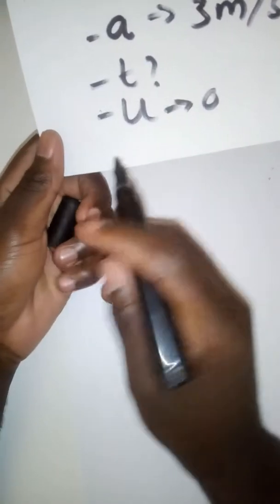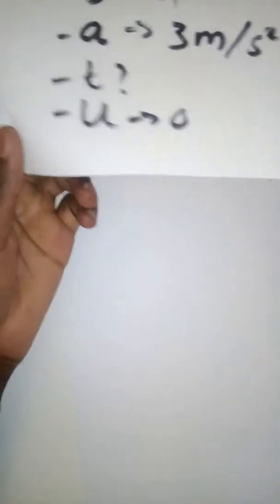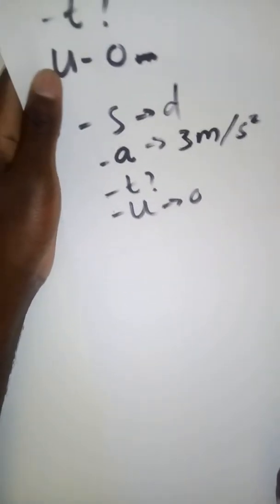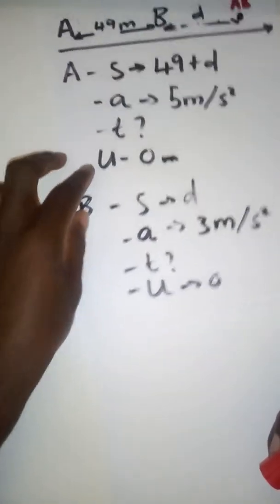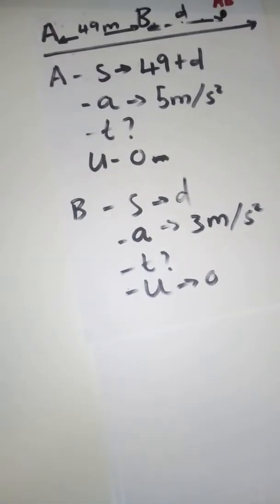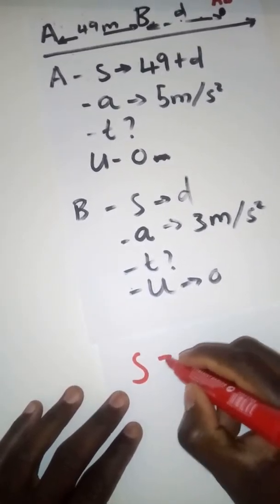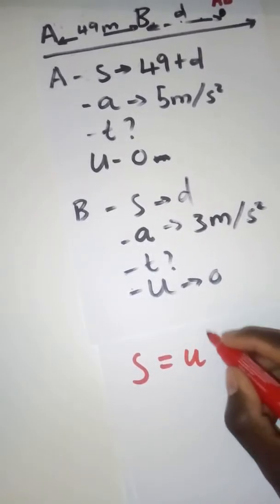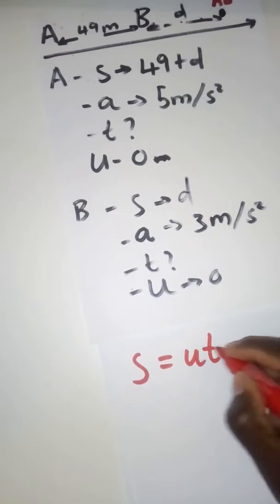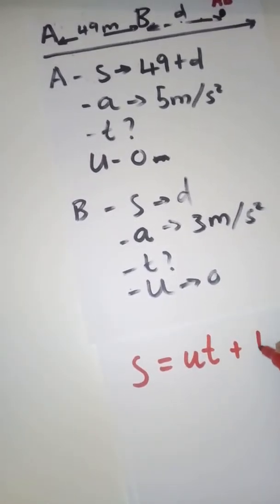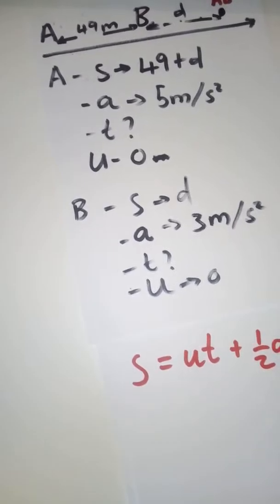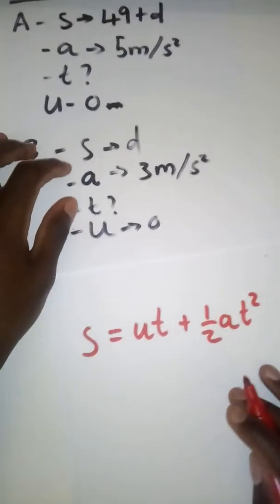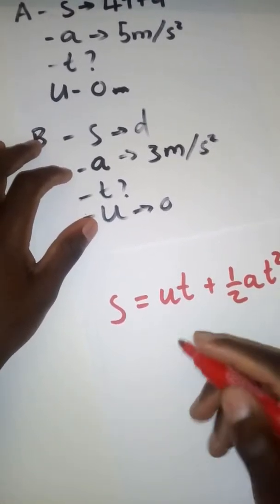With this information, I'm going to use a formula which I derived already in my previous videos. I'm going to use this easy formula where displacement is equal to initial velocity multiplied by time plus 1 over 2 times acceleration times time squared.